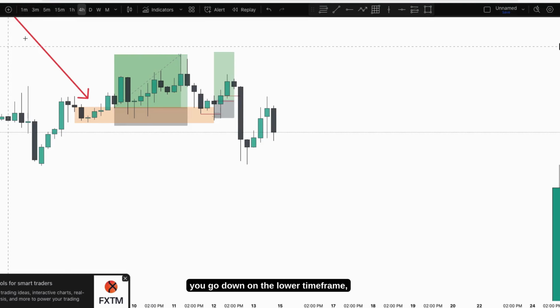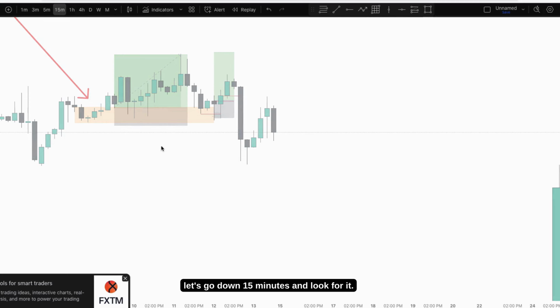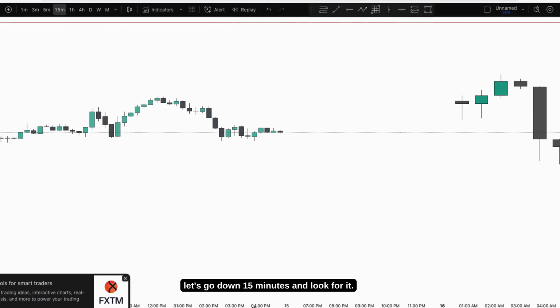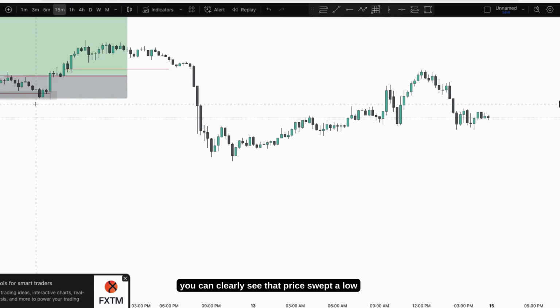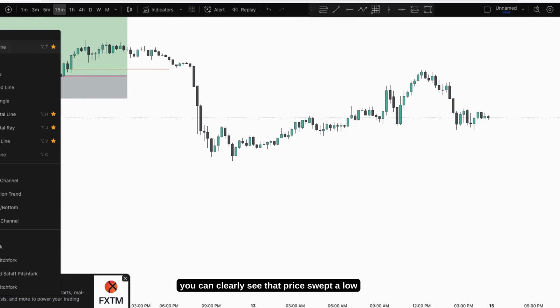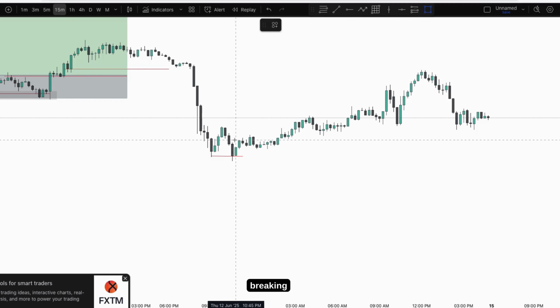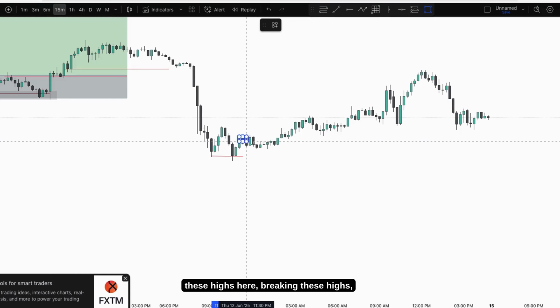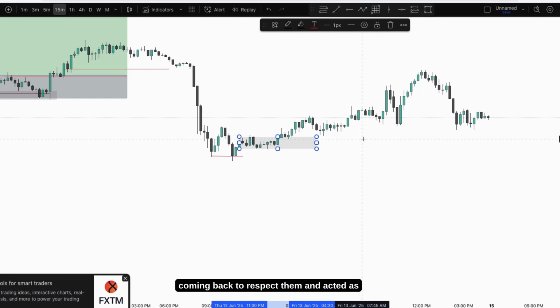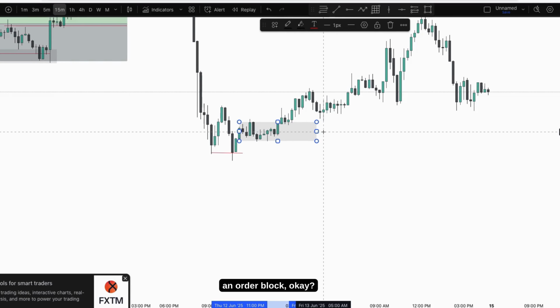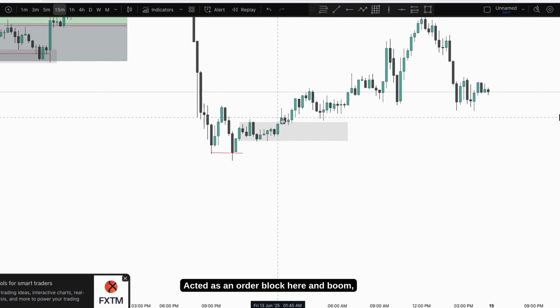If you go down on a lower time frame, let's go down on 15 minutes and look for it. If you go down on 15 minutes, you can clearly see that price swept a low here. We swept a low while reacting to that important level. We had this, and price started breaking these highs here, coming back to respect them, and acted as an order block here, and boom, went up high.